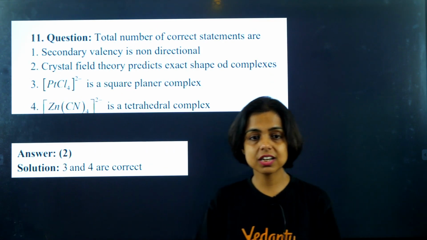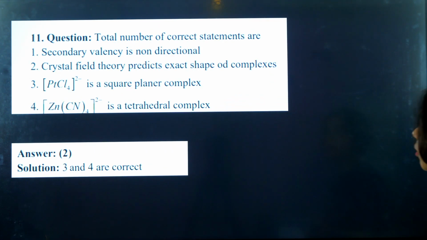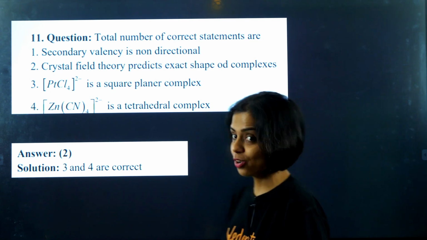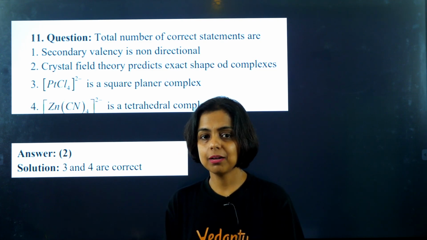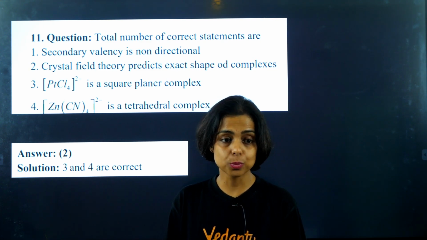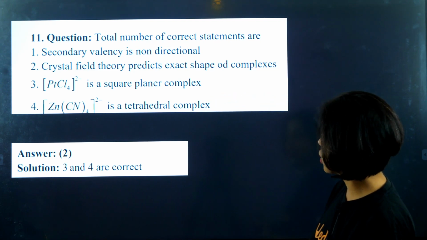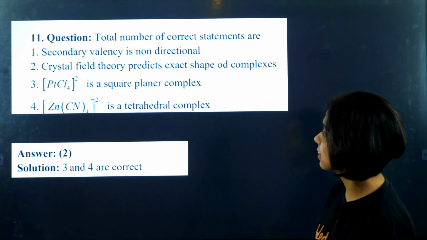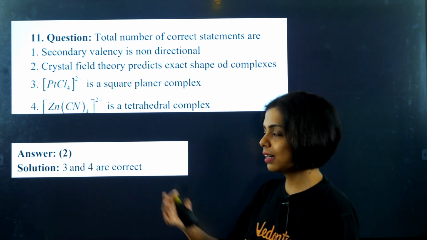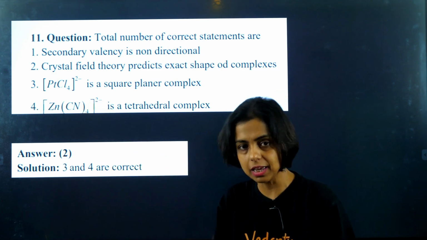But what I suggested is, please pay attention to that, right? Okay, the total number of correct statements. Secondary valency is non-directional. This is false, of course, because secondary valency is the number of bonds between the central metal atom and ligands that defines the geometry. That is directional. Crystal field theory predicts the exact shape of the complexes. Of course not. And then platinum plus 4. Yes, with coordination number 4, it is a square planar complex.